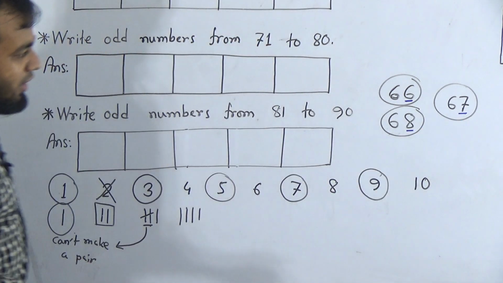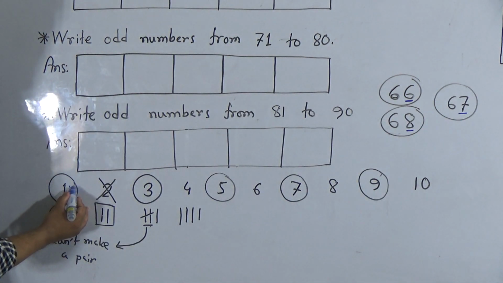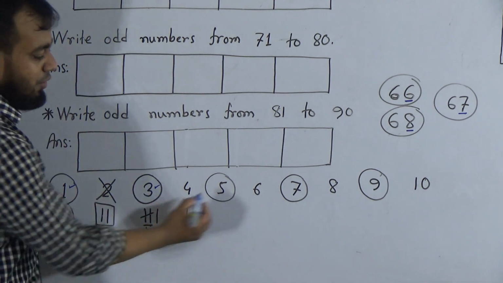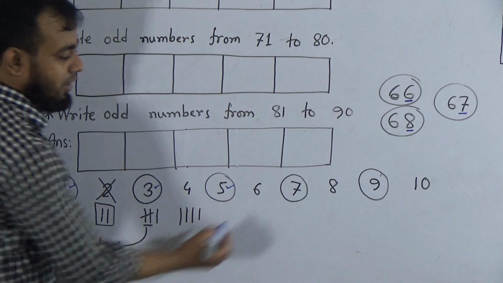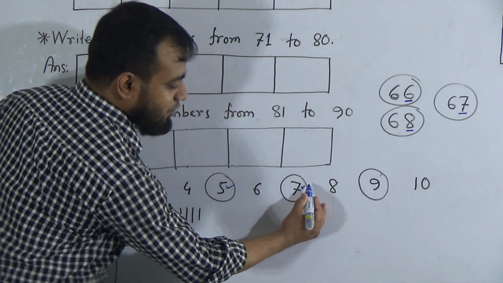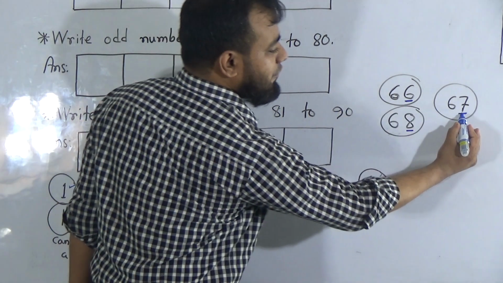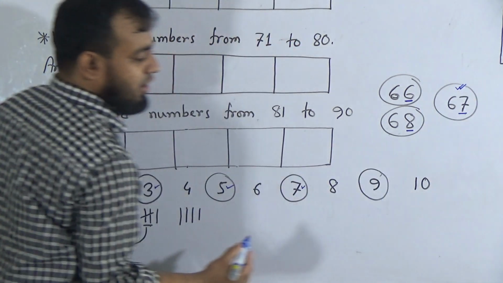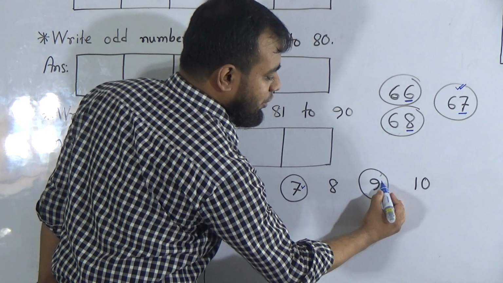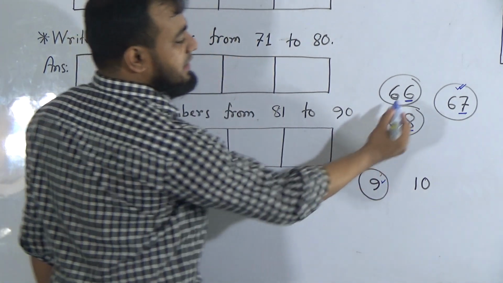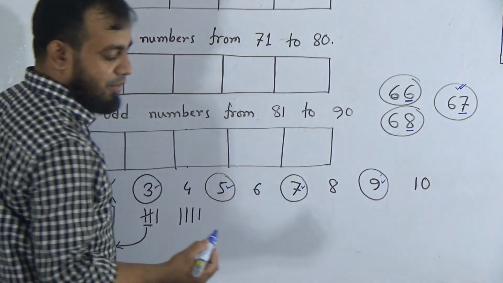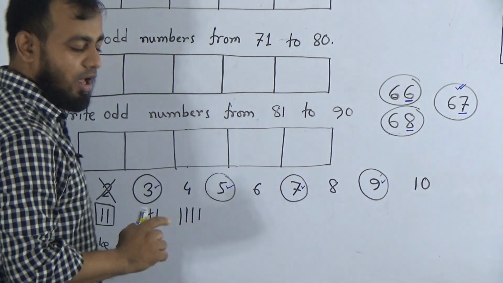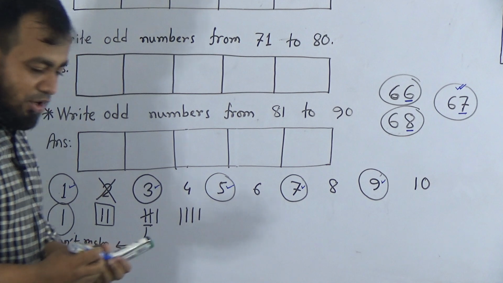And look at the circle, the 1 in the ones place will be our odd number. 3 in the ones place will be our odd number. 5 in the ones place will be our odd number. 7 in the ones place will be our odd number. That means we find 7 in the ones place, that's why 67 will be our odd number. And 9 in the ones place will also be an odd number. But 6 and 8 can make a pair. That's why 66 and 68 will not be odd numbers. I hope you have understood.